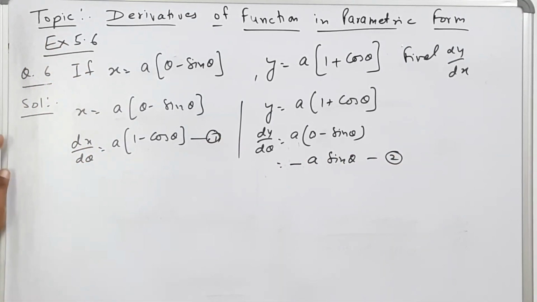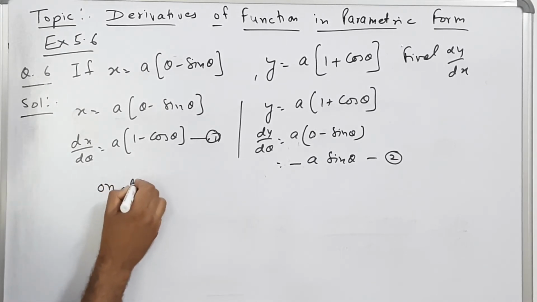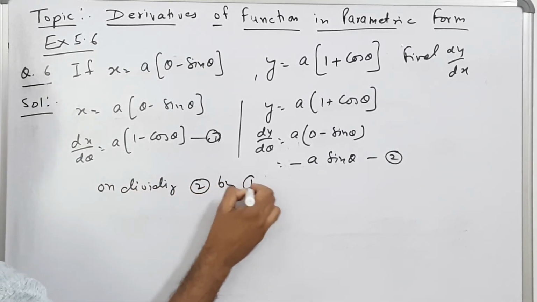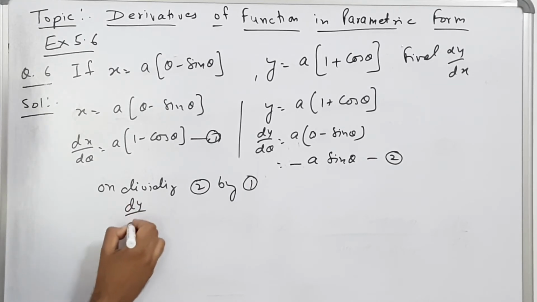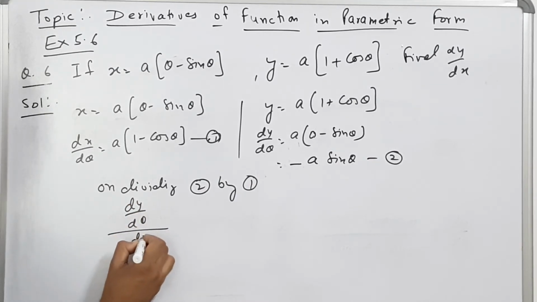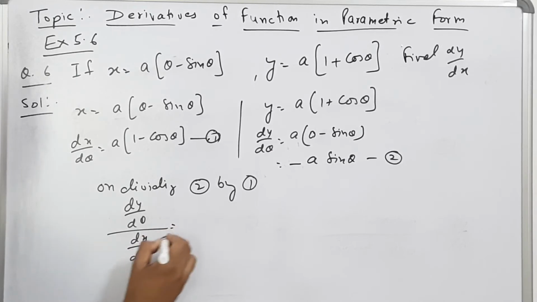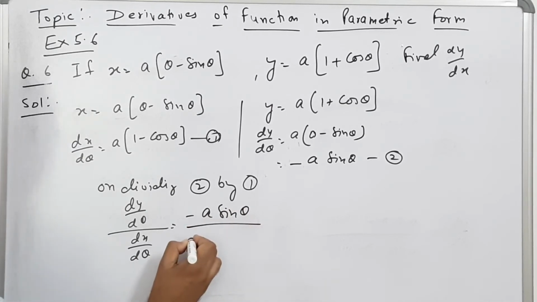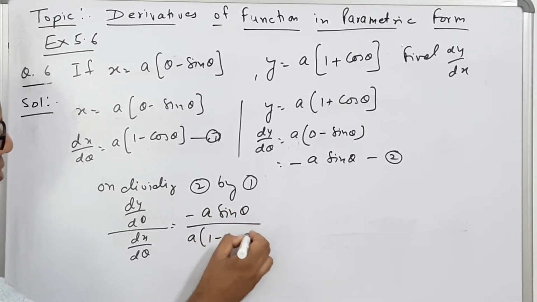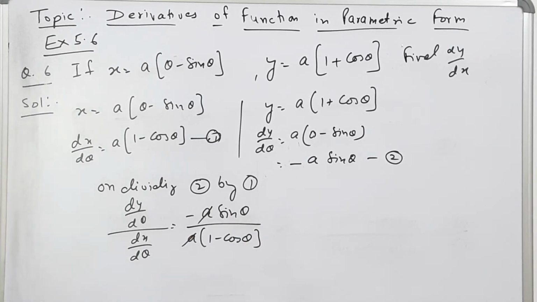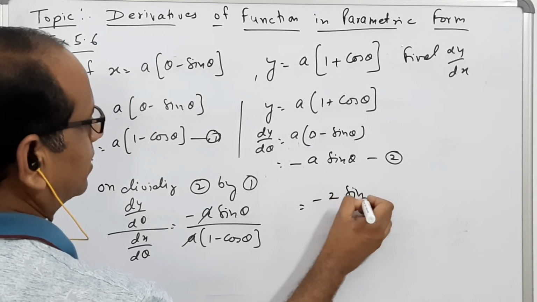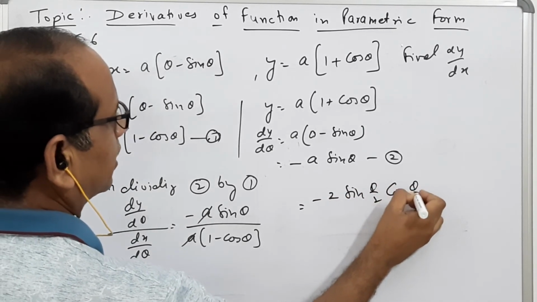Now as usual in the parametric form, you have seen that on dividing second by first, it is dy by d theta upon dx by d theta equals minus a sin theta upon a into 1 minus cos theta. So this a and a cancel, and we use little trigonometry here. It is minus 2 sin theta by 2 and cos theta by 2.